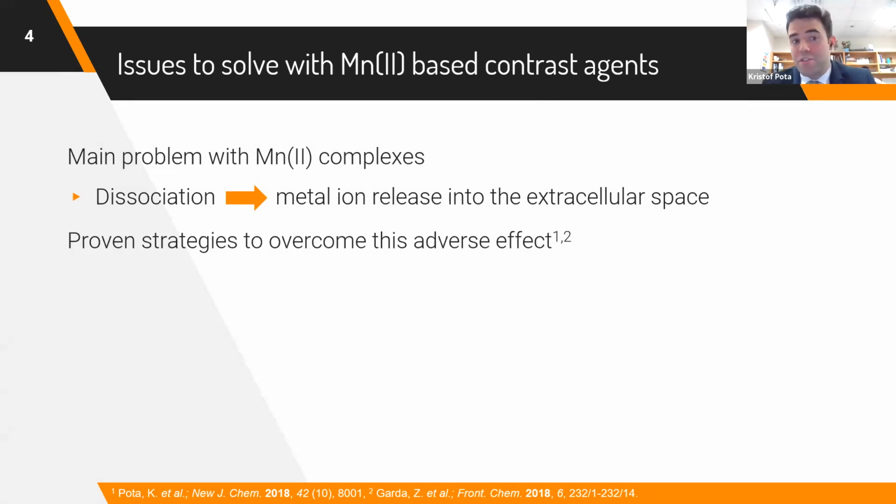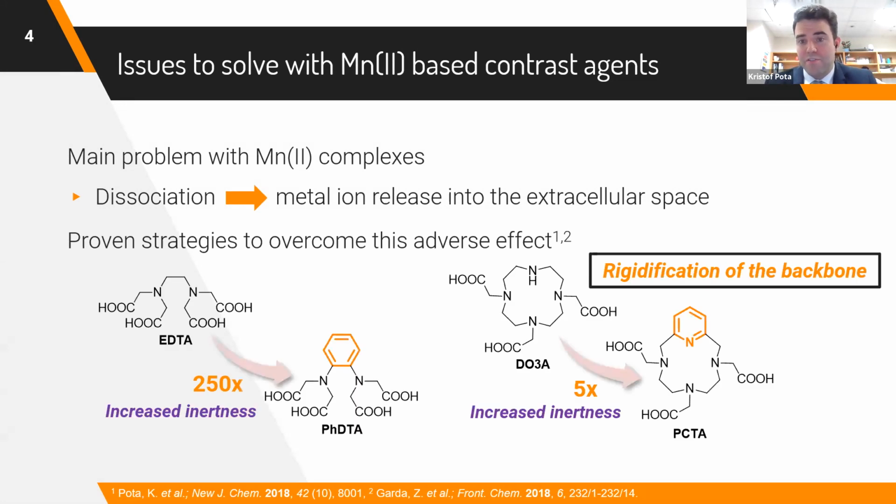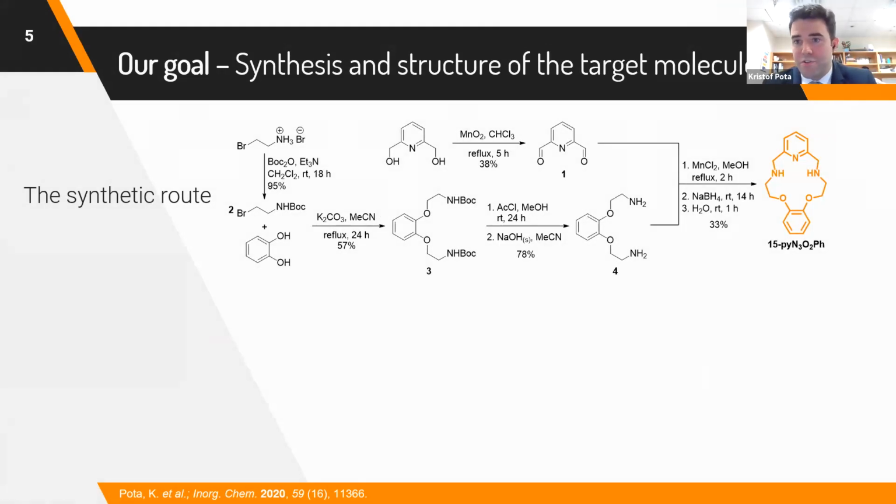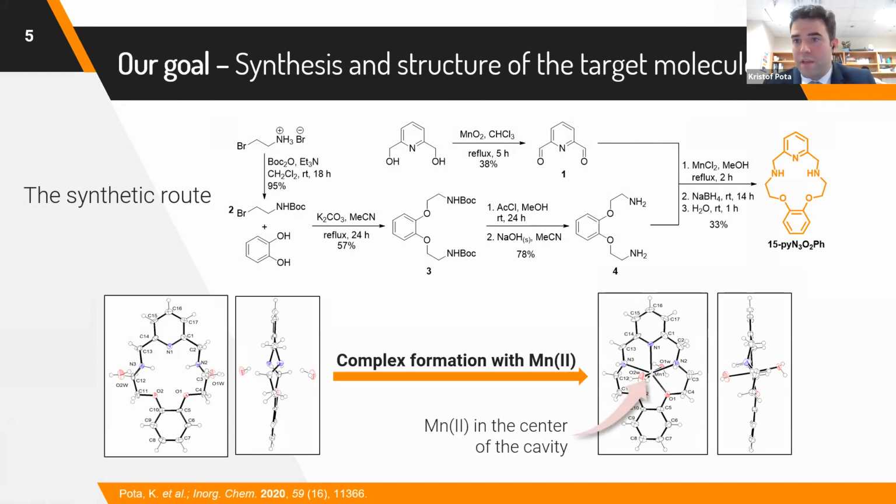There are proven strategies to overcome this adverse effect, and this is the rigidification of the backbone of the organic molecules encapsulating the metal ion. I'm showing two examples of this rigidification with different acyclic and macrocyclic ligands. So we tried to apply this strategy to our molecule. I'm showing the synthetic route, how this molecule was synthesized in our lab, and then we made the manganese complex.